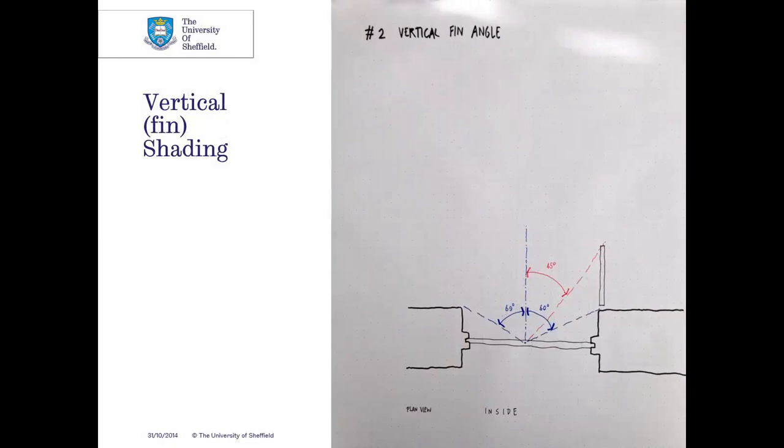Now, you then need to also consider the horizontal plane of a window. So here's a window. This is inside. This is outside. And again, we've got the angle from the center of the window to our window reveal, which is about 60 degrees. Or, if we added a shading fin, here that angle becomes about 45 degrees. And those are the angles that we're now going to use in the shading design calculator.